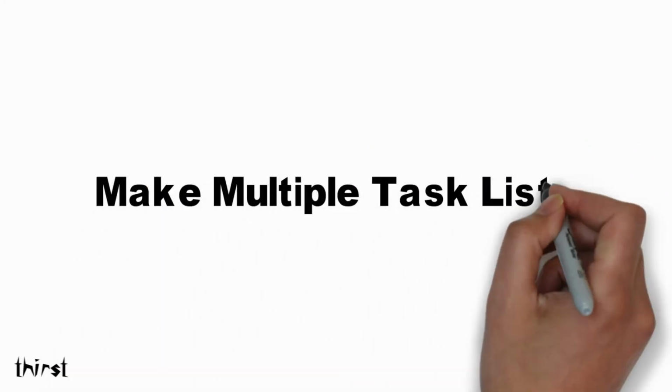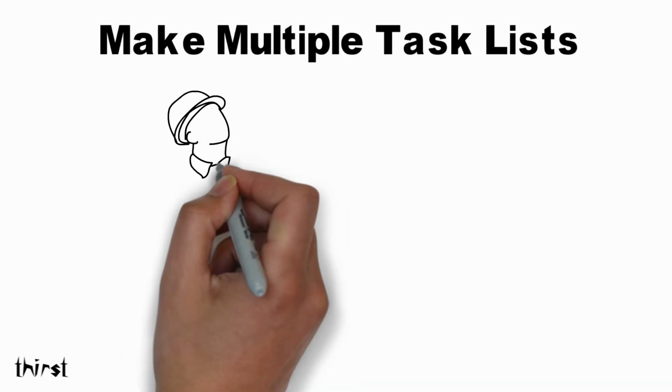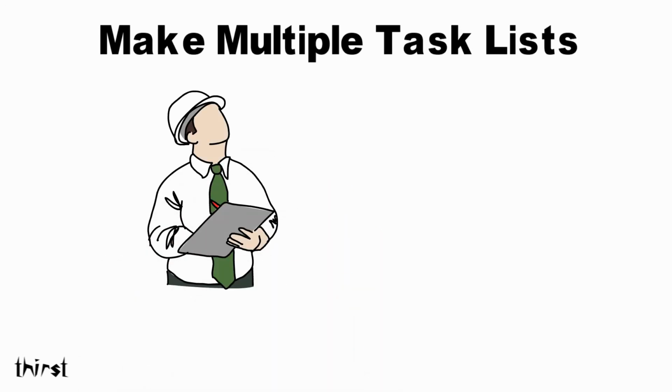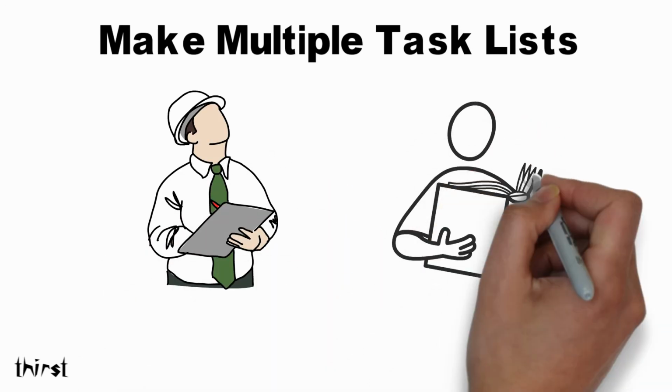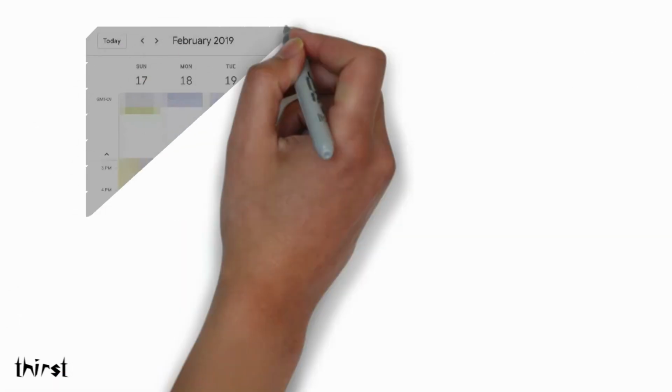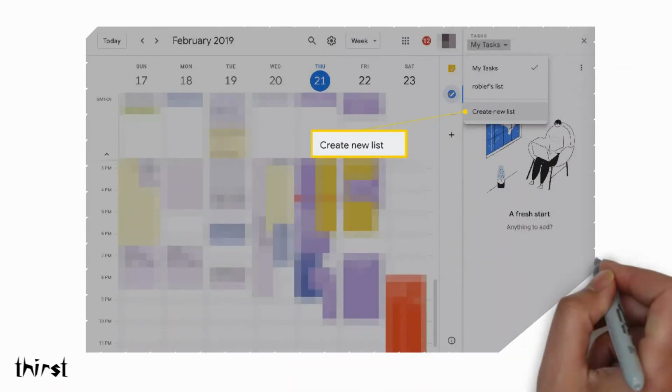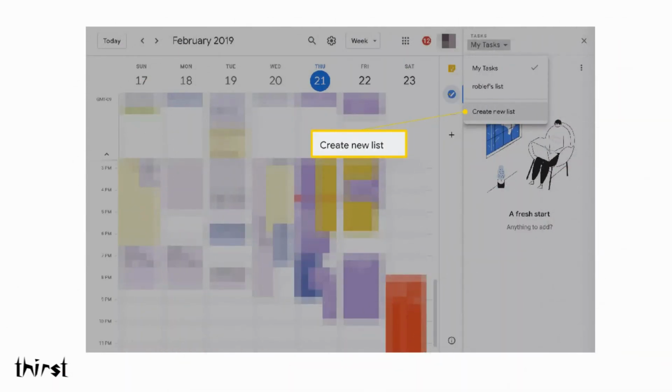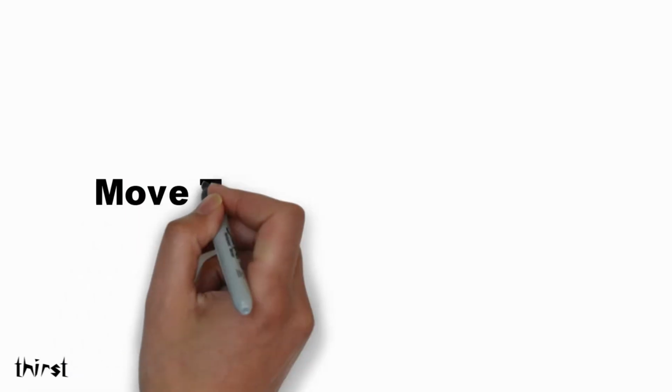Make multiple task lists. To keep track of different tasks, such as work tasks and home tasks, or tasks within separate projects, create multiple task lists in Google Calendar to organize them. Select the arrow next to the list name at the top of the Tasks window, and then choose Create New List. Switch between your different Google Tasks lists from this menu.